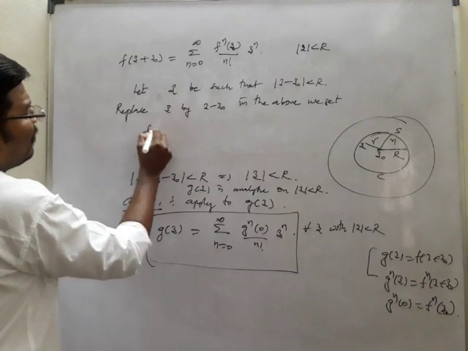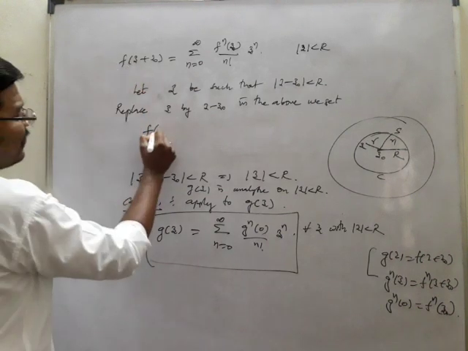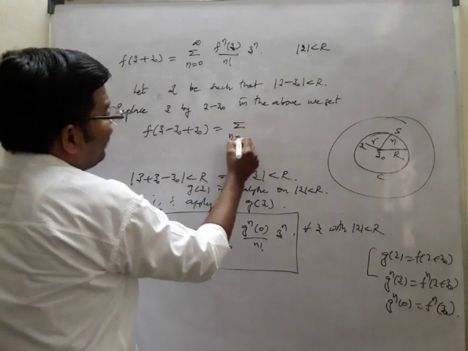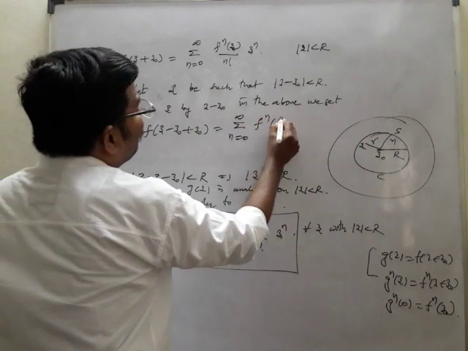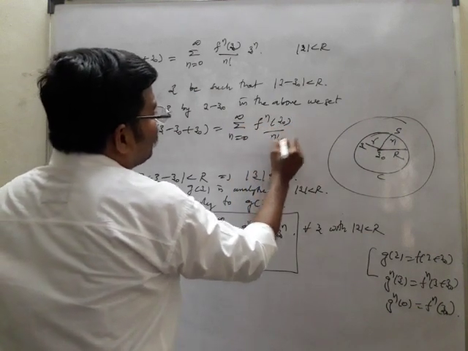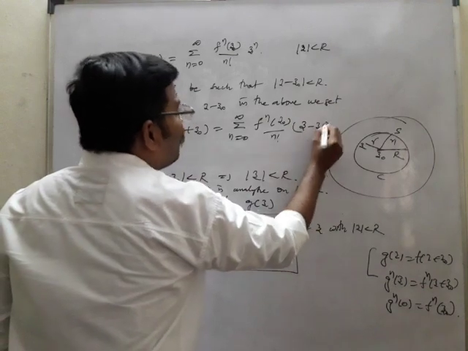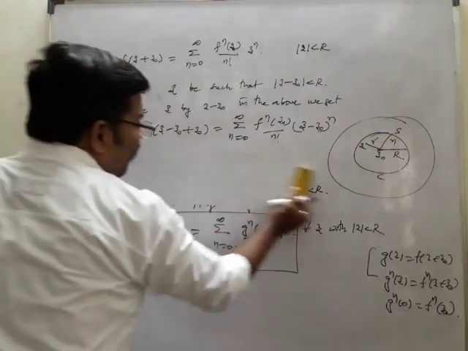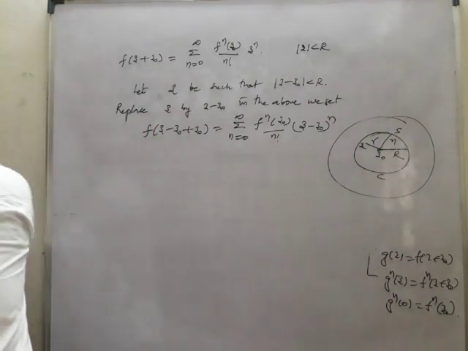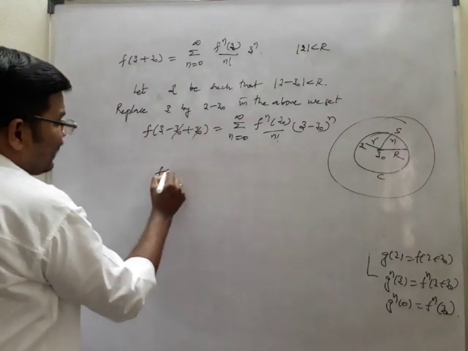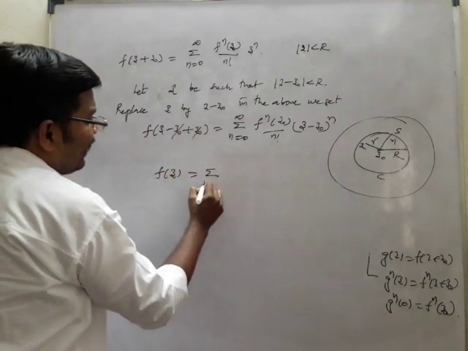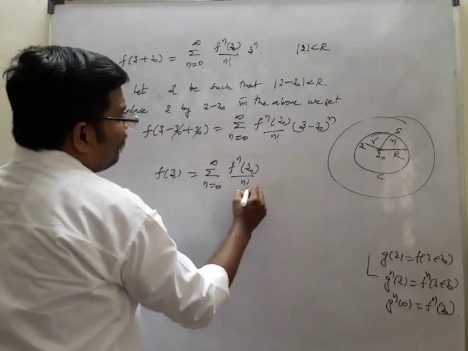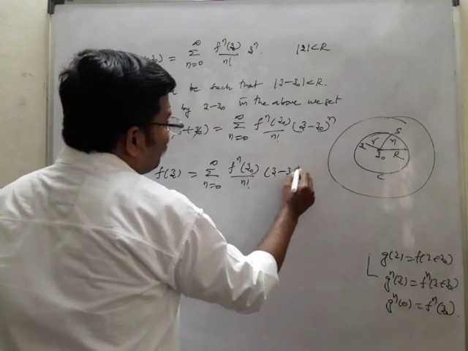So z minus z naught means you will be getting f of z minus z naught plus z naught, summation n equal to 0 to infinity f power n of z naught by n factorial into z minus z naught whole power n. Wherever z is there, just write z minus z naught. The resultant you get is that z gets cancelled. So f of z is equal to summation n equal to 0 to infinity f power n of z naught by n factorial into z minus z naught whole power n.